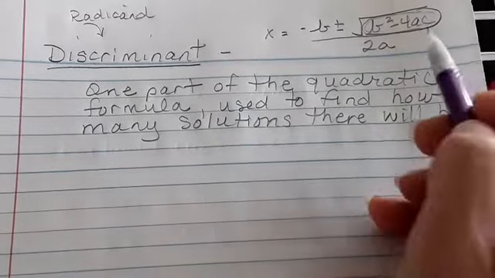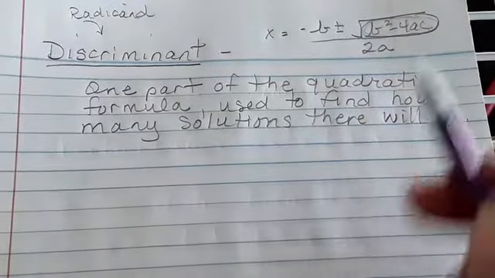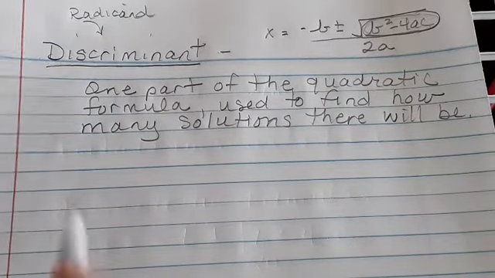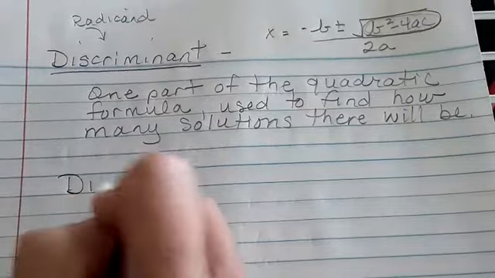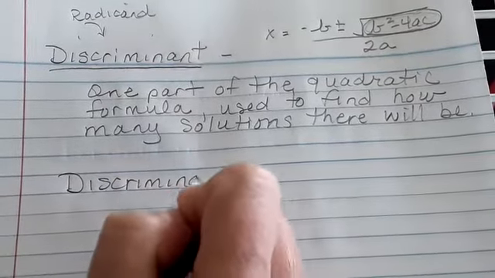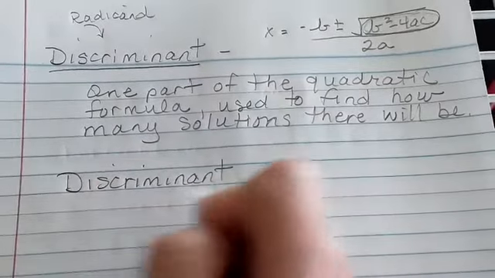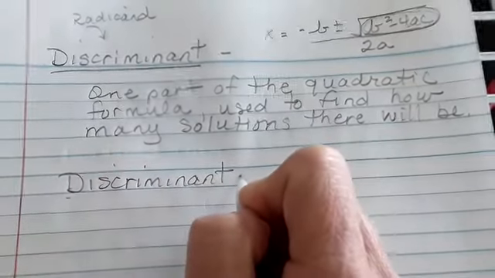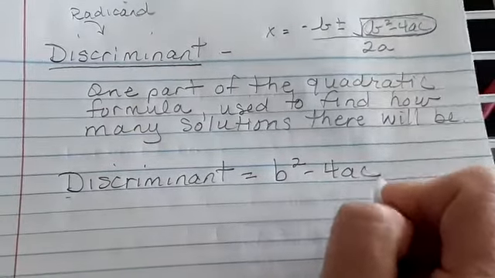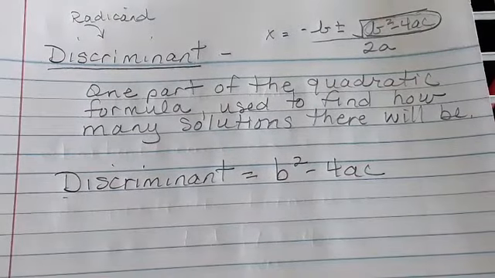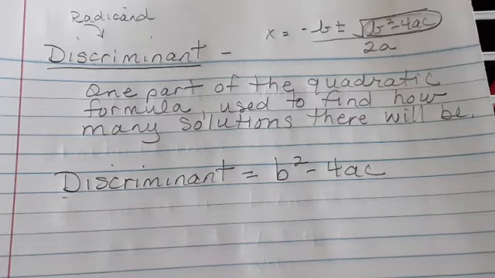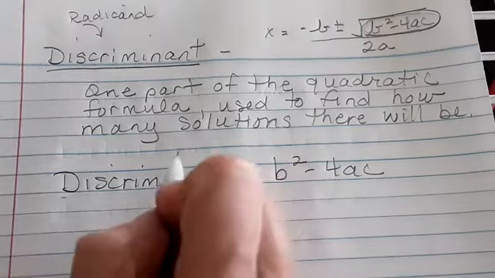So the piece we're looking at is the radicand. Remember, the radicand is the value underneath the square root symbol. So the part that we want to focus on for the discriminant is the b squared minus 4ac. You're not including the square root symbol with it. So when you're looking for the discriminant, you're just giving me the value underneath the radical sign.